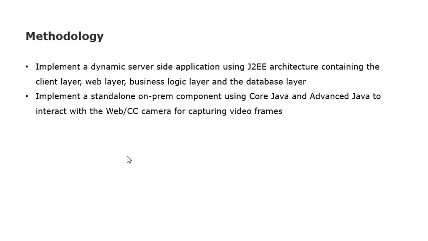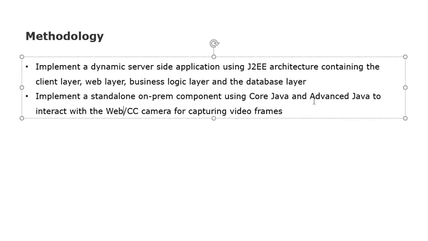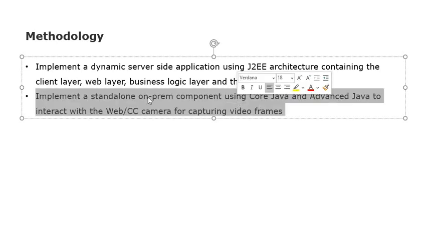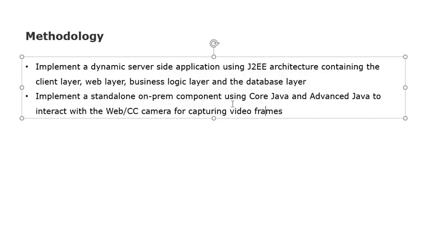And the second thing is, we will implement a standalone component, once again using Java and J2EE, for capturing the video frames. We need to read the video frames and store them. The storing part will come later, but first of all we need to capture the CCTV camera video frames. For that also we will require a Java component, and that's what we are going to do in the second methodology.